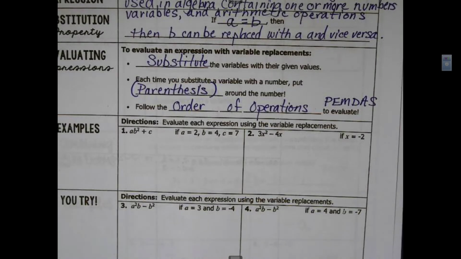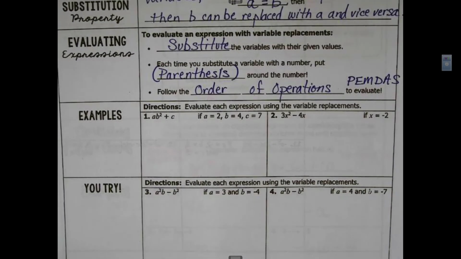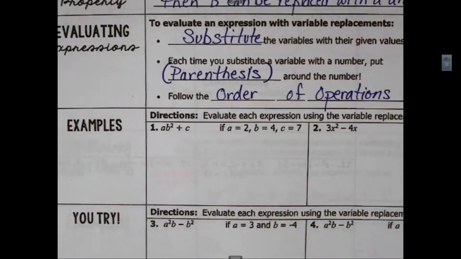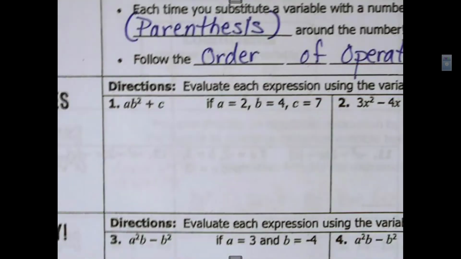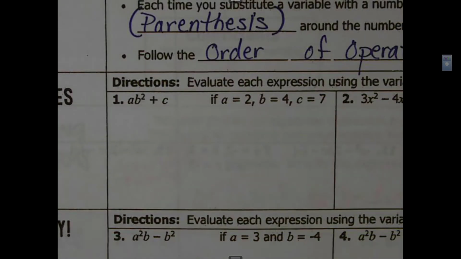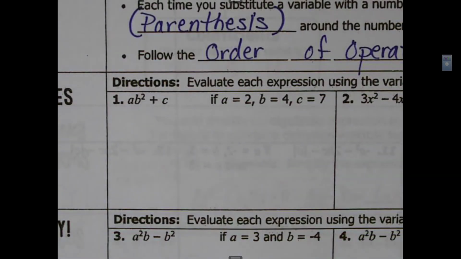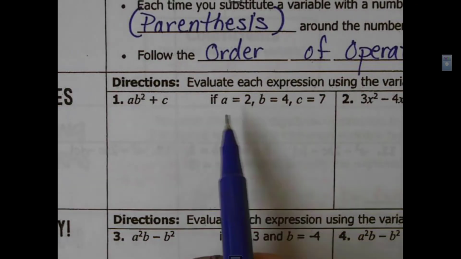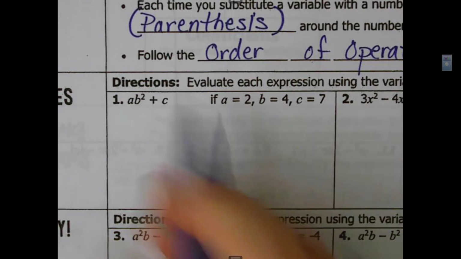I'm going to go over 3 examples with you. So let me zoom in. I'm going to go over example 1. All right, so we can see it really good there. So I am going to substitute 2 in for A, 4 in for B, and 7 in for C. So let's get at it. So A is 2.